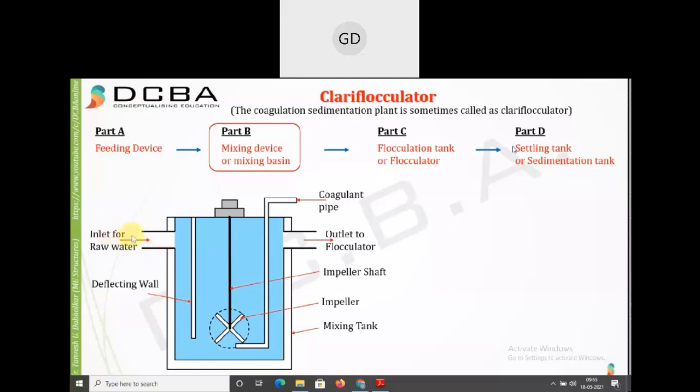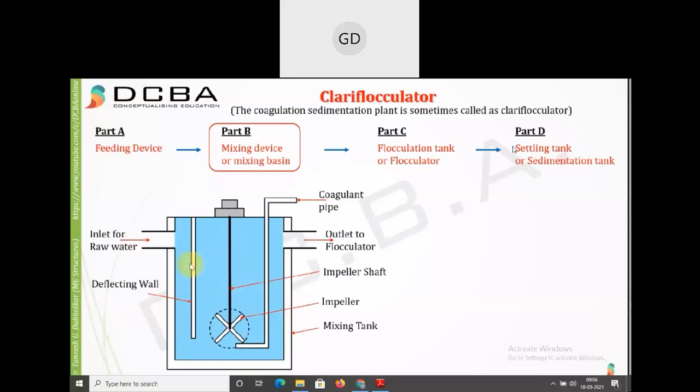Now before this, you can keep those mixing baffle walls which we just saw, or you can also directly put the raw water inside this mixing device or inside this mixing basin. So not necessarily do you need to have that baffle wall type of arrangement, horizontal or vertical flow arrangement.